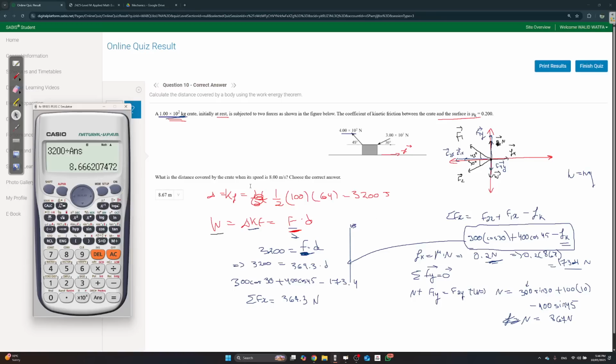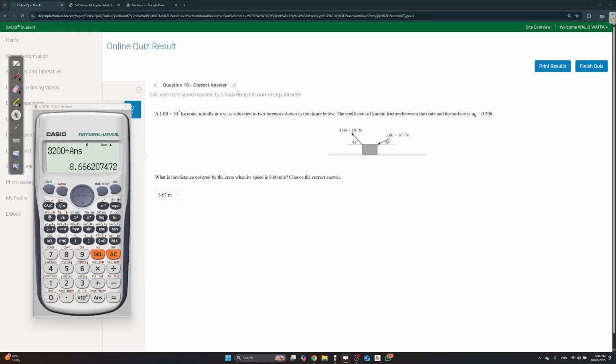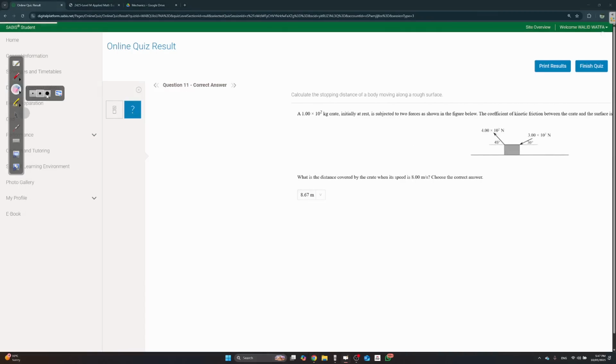Okay, not too hard. Just figure out all your resultant forces and use the work energy theorem. But remember, this is Fx. Okay, it has to be Fx. Anyways, question 11.